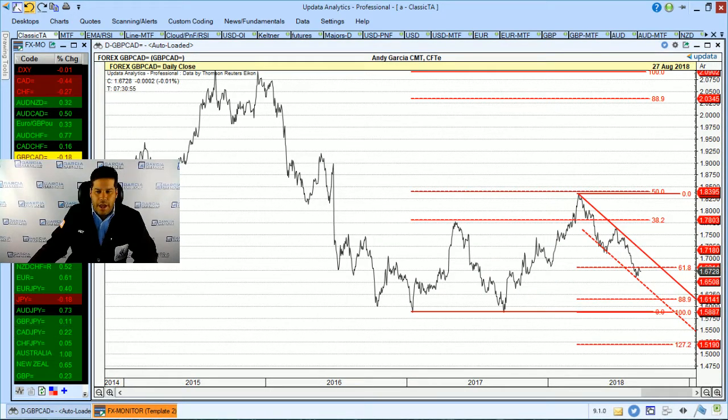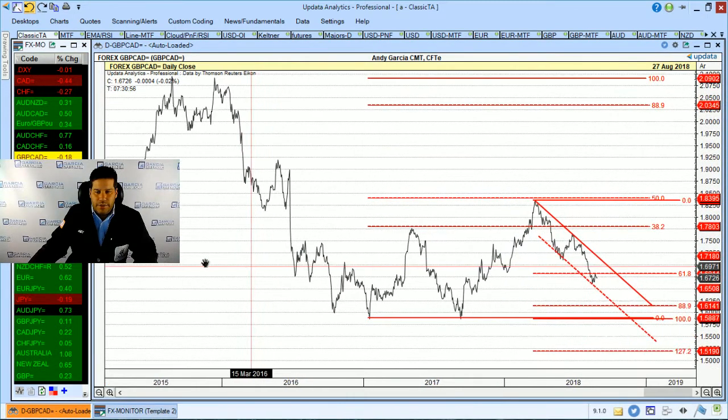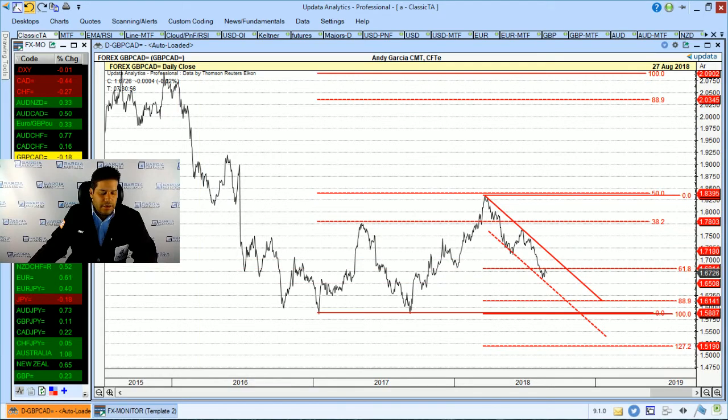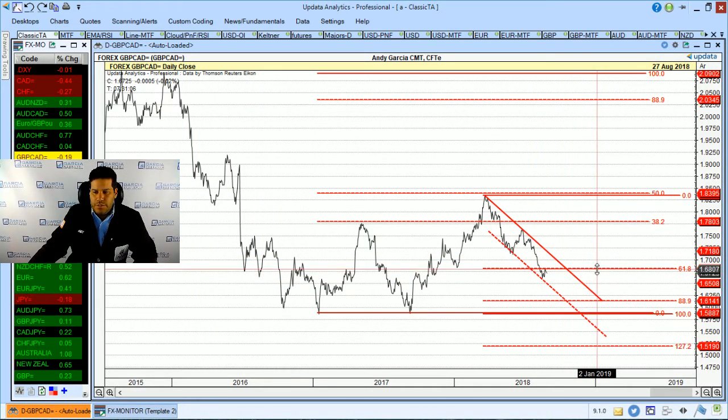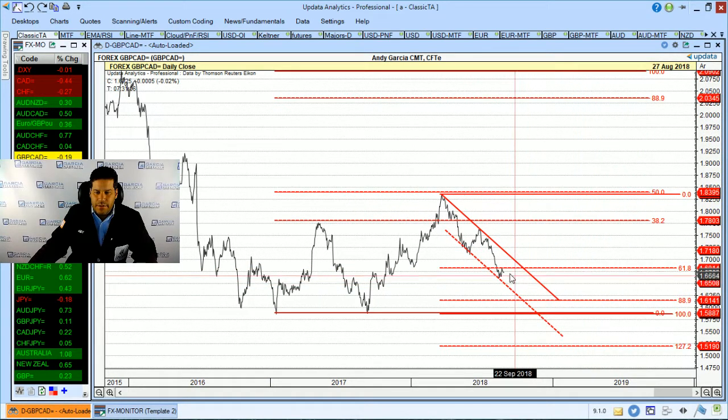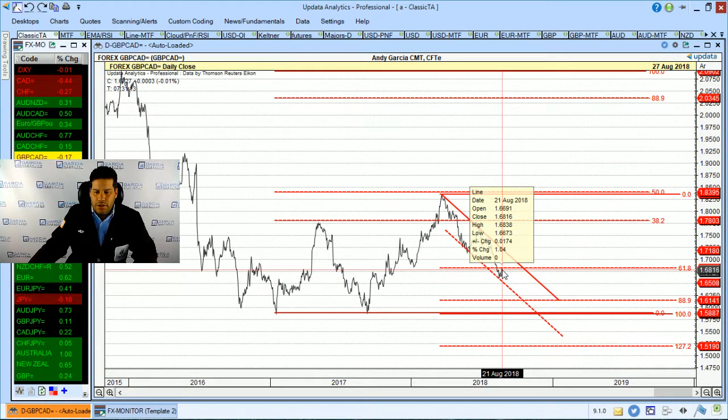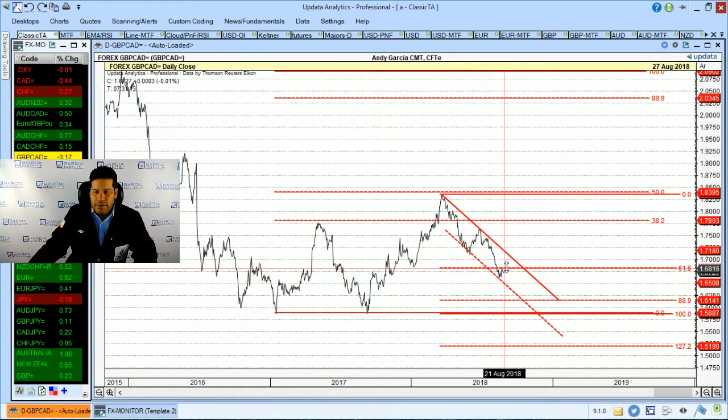Let's take a look at the pound Canadian. This is pretty interesting because we've been in this downward channel and the market continues to trade lower. With that in mind, the question is whether or not we're going to push continually below the 61.8% retracement level. Notice that it's actually looking at resistance here at 168.15.